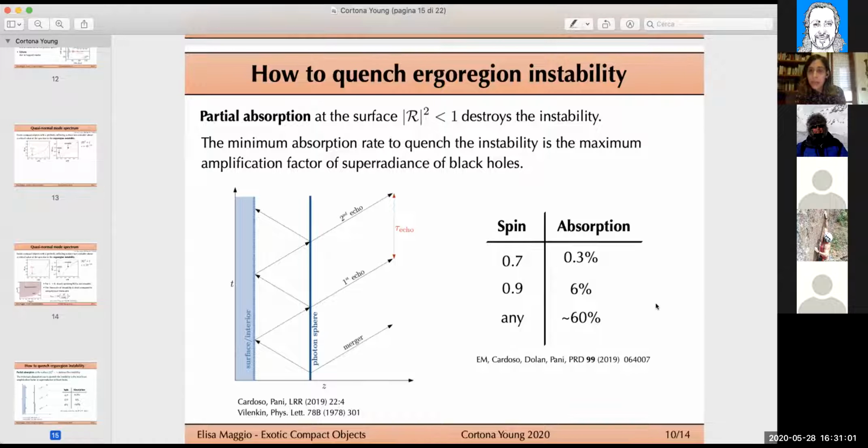Going to the numbers, in order to have a stable object with a spin of 0.7, let's say, you would require an absorption of 0.3%. And this can be achieved by just ordinary matter through dissipation. However, in order to have a highly spinning object, you would require a very high percentage of absorption, and no known matter up to now is able to reach these values.